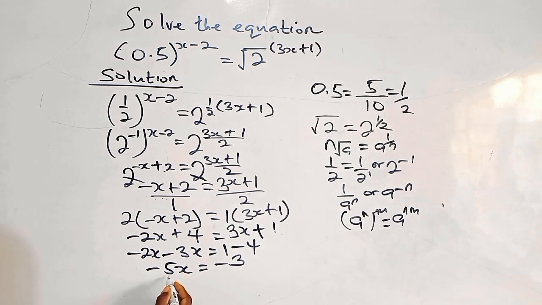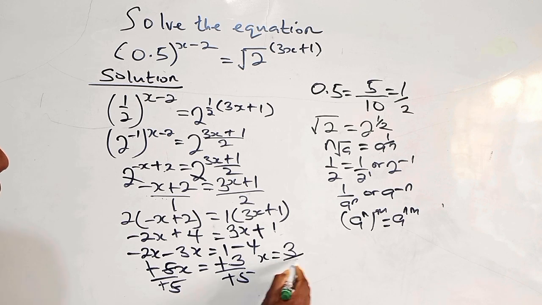So to determine x, we divide both sides by minus 5, which is the coefficient of x. This can go, this will go. We have this, we divide. So we have here x equals 3 over 5.